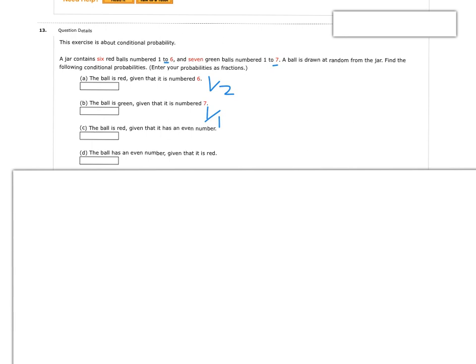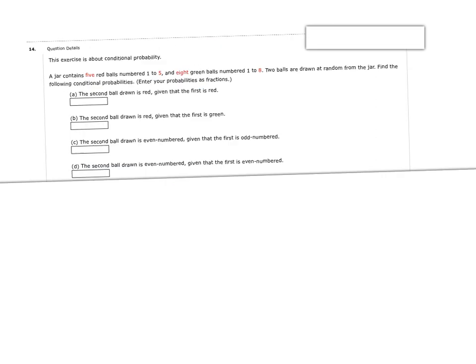The ball is red given that it is an even number. Okay, so this one's a little tougher here. So all my even numbers, I have 3 even in there, and I also have 3 even in here. So that's a total of 6 even. And out of those 6, 3 of them are red, so that's 3 out of 6. And then the ball has an even number given that it's red. Now, I'm going to do this again here. So how many red ones do I have? I actually have 6 red. And out of those 6, I do have 3 even. So it is a coincidence in this case that those last 2 matched up.